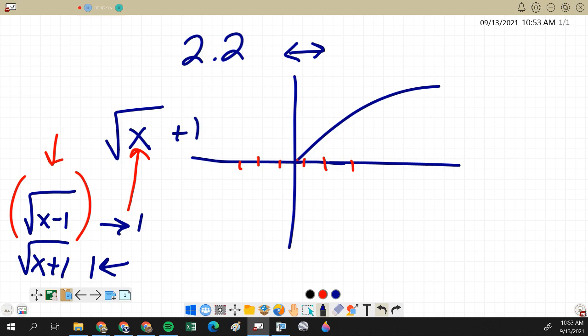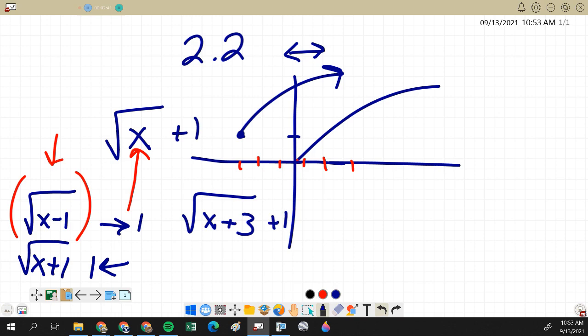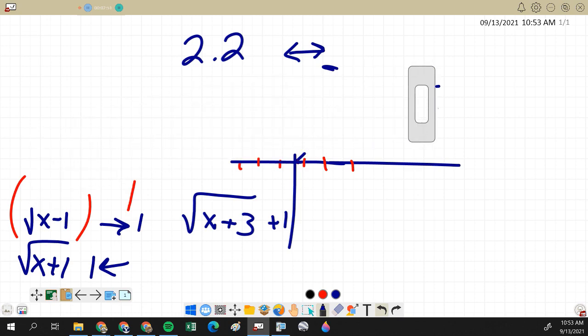Okay. So what if I had this graph here? What would the equation of that be? Square root of x plus 3 plus 1. Do you guys get that? So x plus 3 moves left 3, and then the plus 1 on the outside goes up 1. Okay.